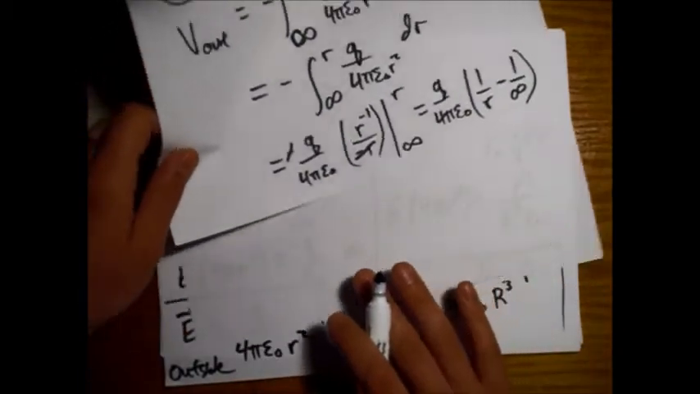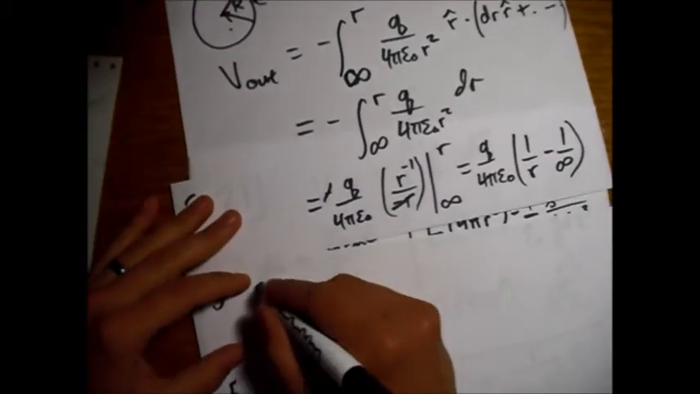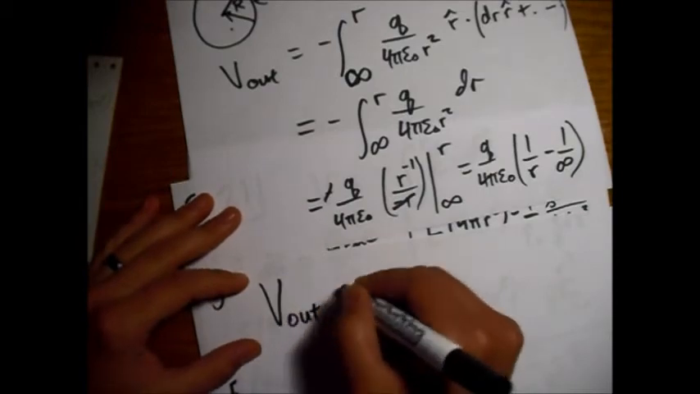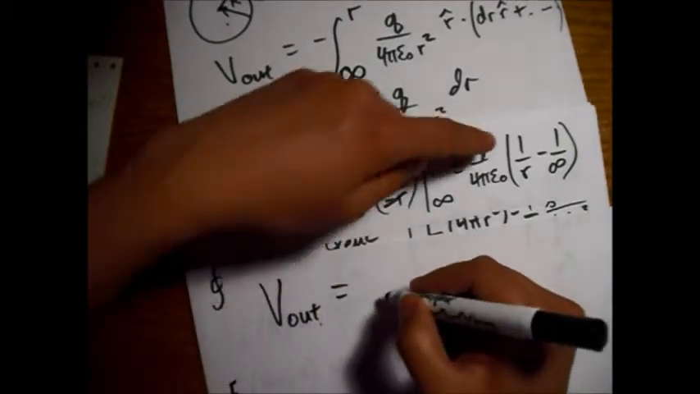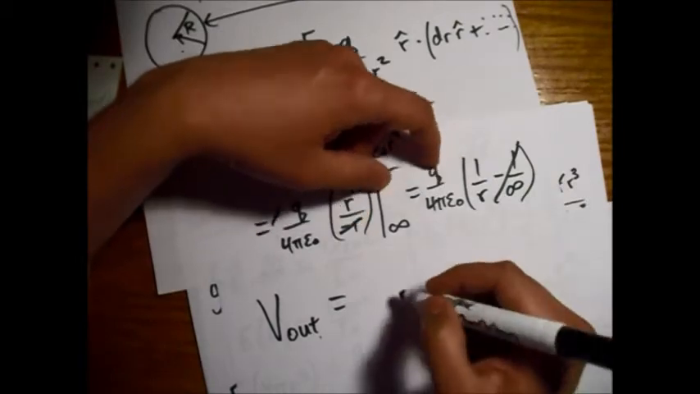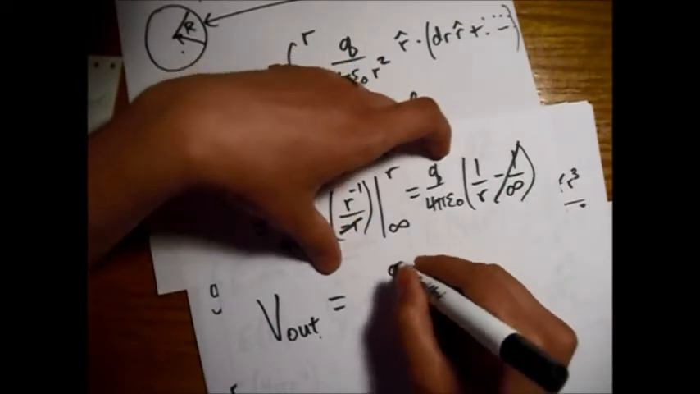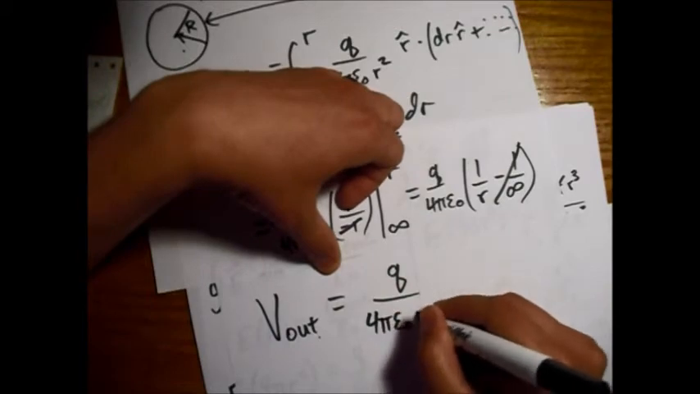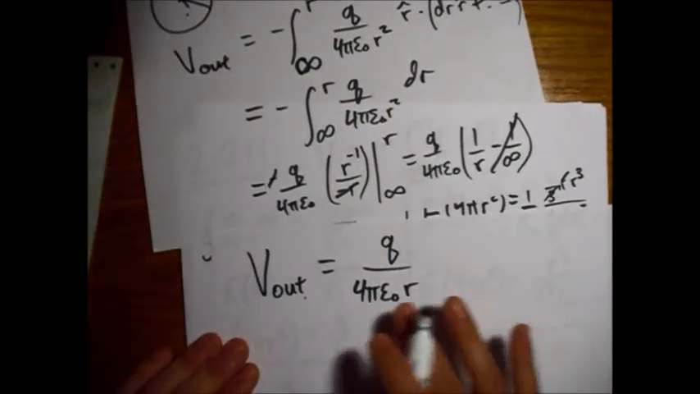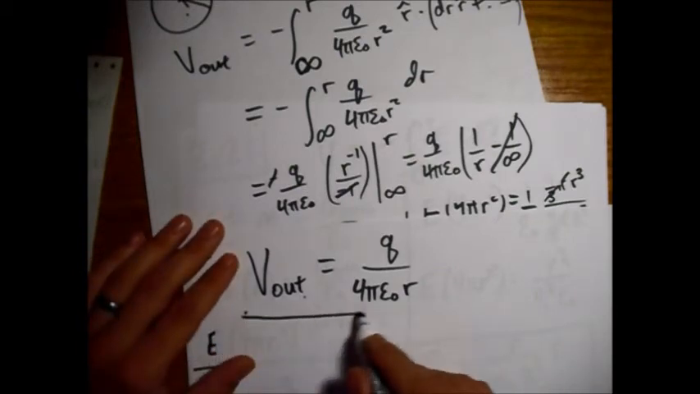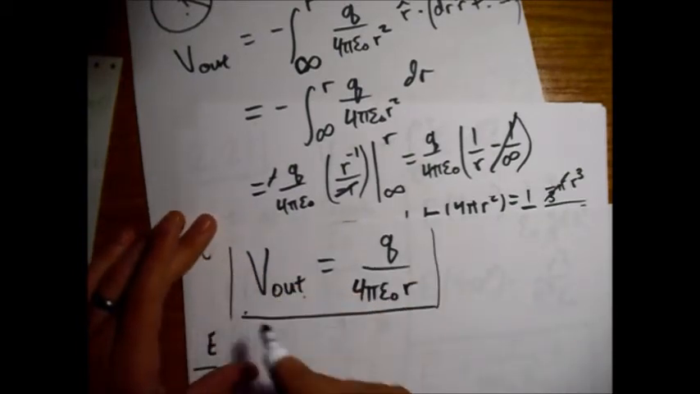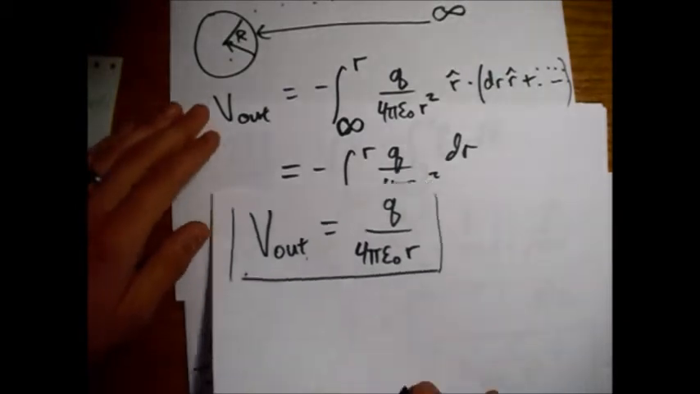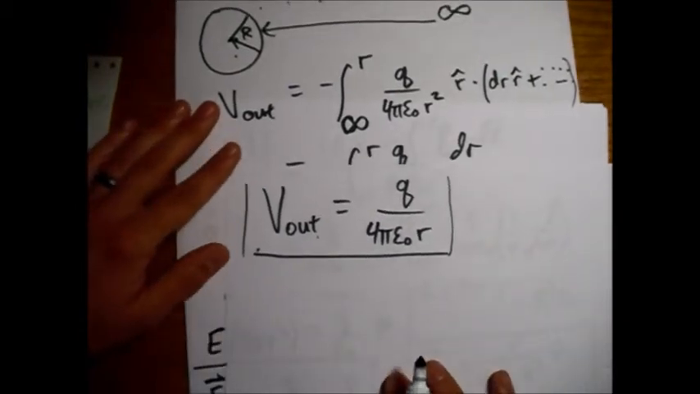Okay, so why not? Let's write this on the new page. Let's see, V out, which we just found, is equal to just Q over 4 pi epsilon naught R, right? It's a scalar, we don't have any component directions on it or anything. All right, so there's our V out. Now we'll move on to the V in.